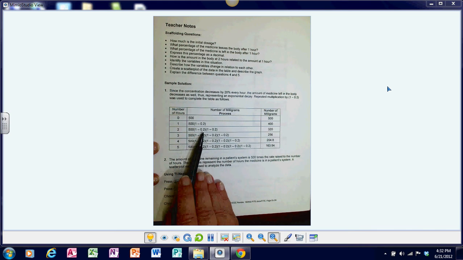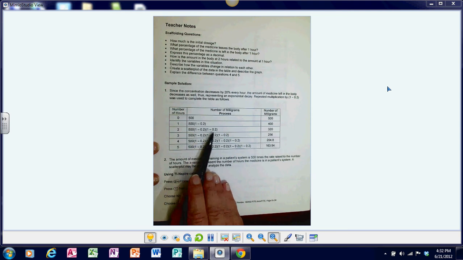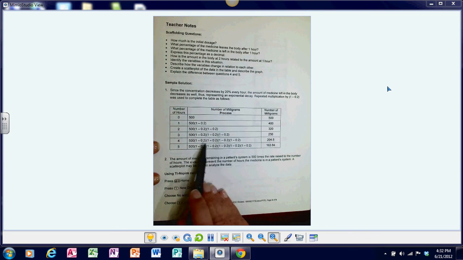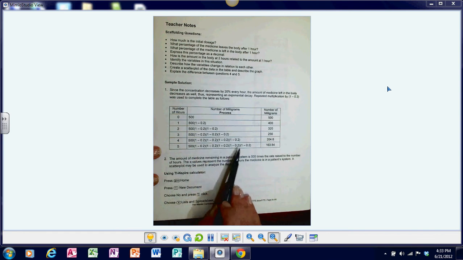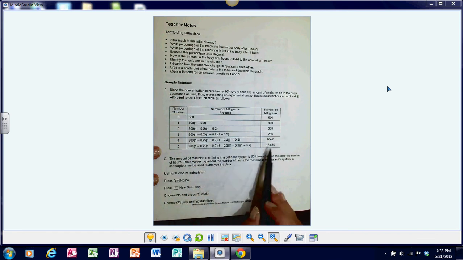times 1 minus 0.2, and then we have to multiply that by another 1 minus 0.2. As you can see, the process repeats itself down through the table till we get to number 5, for 5 hours, where we've repeated the multiplication 1, 2, 3, 4, 5 times to come up with the 163.84.